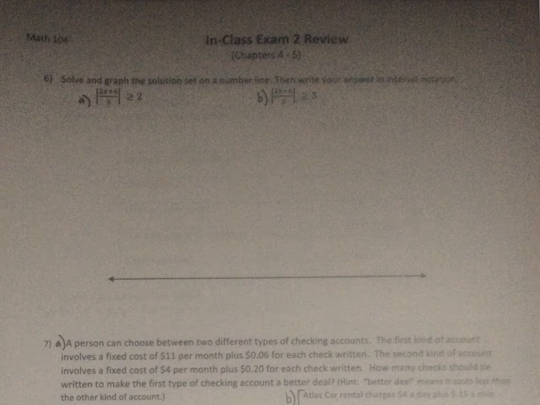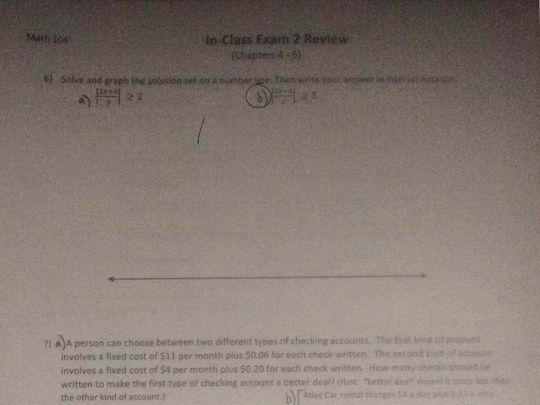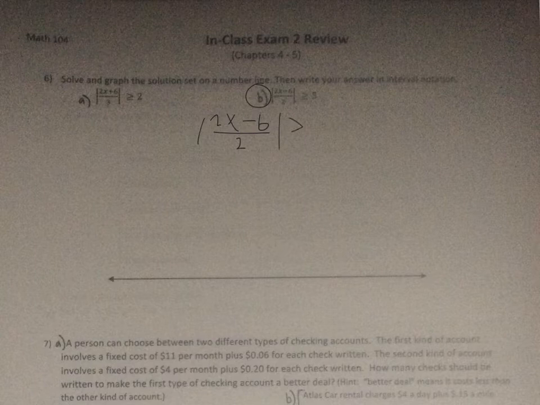In this video, we're going to look at pages 3, 4, and 5 of test or exam review 2. Sorry that this is blurry once again, but let's take a look at this B here. We have the absolute value of (2x minus 6) over 2 is greater than or equal to 5. I hope that's what it says at least.